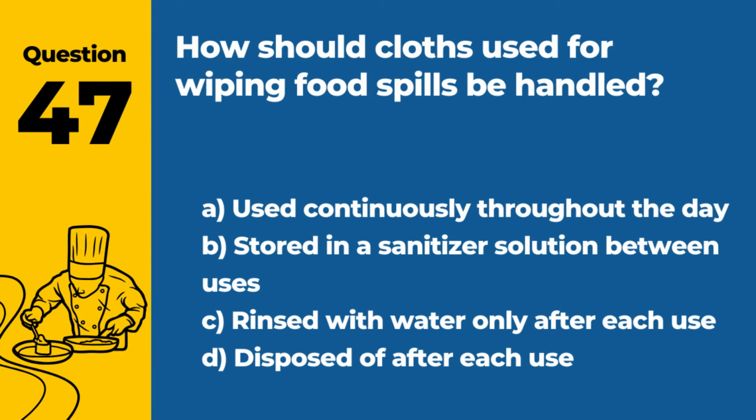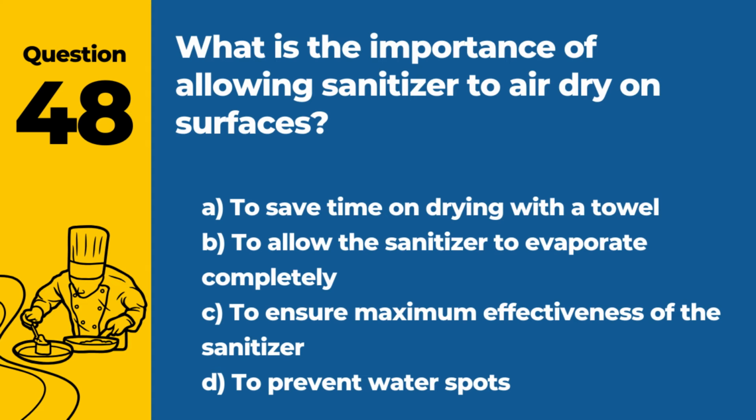Question 47. How should cloths used for wiping food spills be handled? A. Used continuously throughout the day. B. Stored in a sanitizer solution between uses. C. Rinsed with water only after each use. D. Disposed of after each use. Answer: B. Stored in a sanitizer solution between uses. Cloths used for wiping food spills should be stored in a sanitizer solution between uses to prevent them from becoming a source of contamination. Question 48.